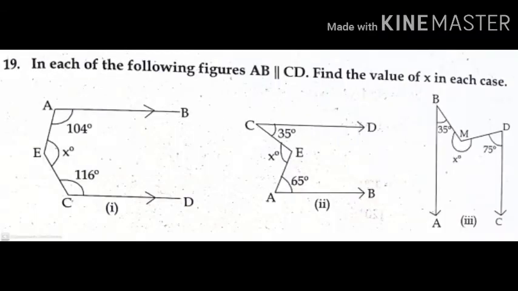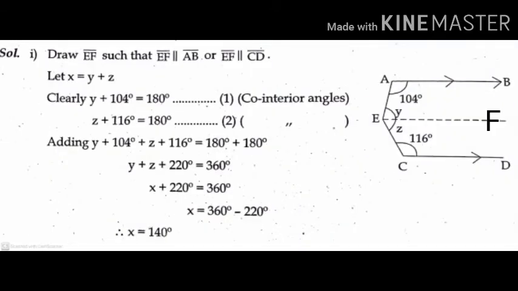So, 19th question. In each of the following figures, AB is parallel to CD. Find the value of x in each case. In this one, I will do the first question, the remaining two are homework. Solution for first question. Draw EF such that EF is parallel to AB or EF is parallel to CD. Let x is equal to y plus z.